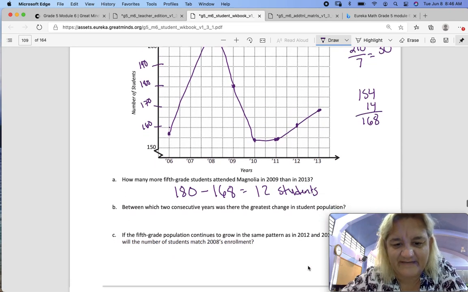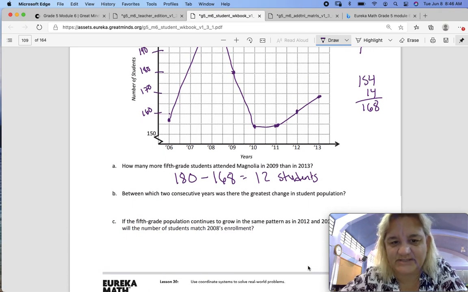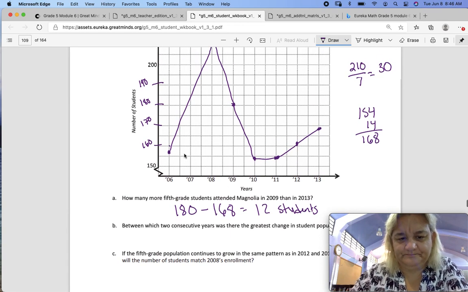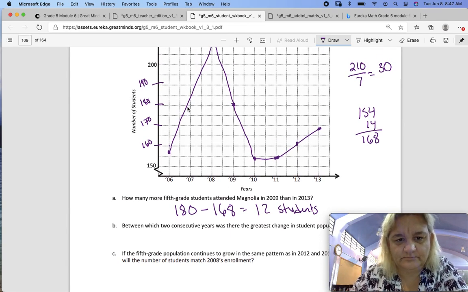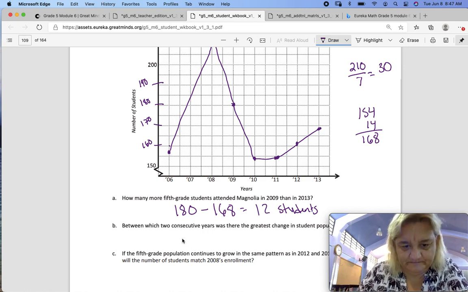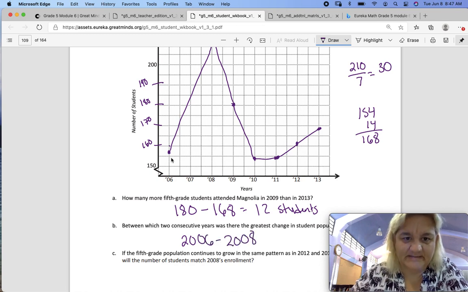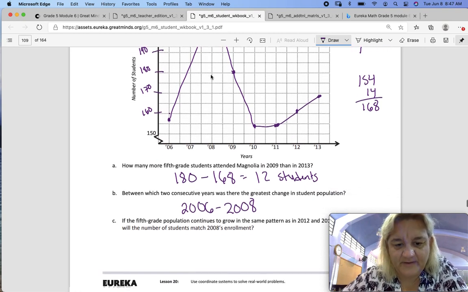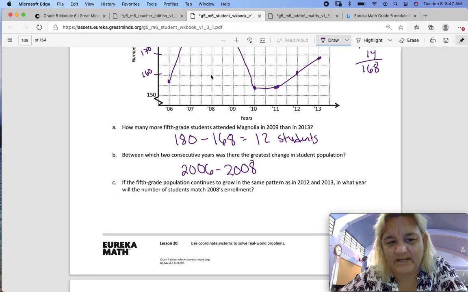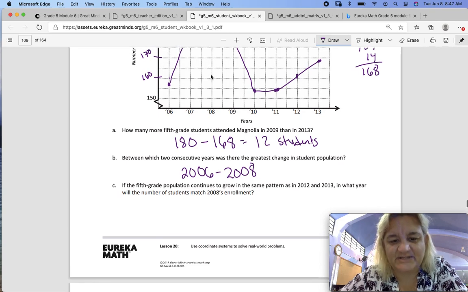Between which 2 consecutive years was there the greatest change in student population? 2 consecutive years. I would say from 2006 to 2008, right? That's the biggest jump. It's the biggest shift. If the 5th grade population continues to grow in the same pattern as 2012 and 2013, in what year will the number of students match 2008's enrollment?